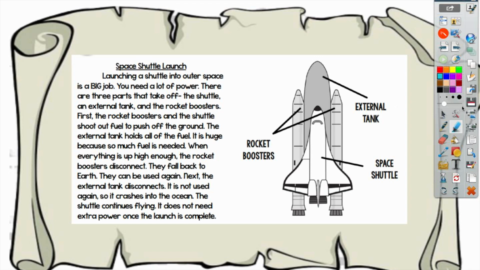Okay, that was a great passage about space shuttle launching. Now, connected to our passage, we have a diagram illustration. The diagram is showing us lots of different things. First, it's showing us what the space shuttle looks like. In addition to this, it also shows us where the external tank is located, where the rocket boosters are located, and where the space shuttle is located. Through this diagram, it helps us better visualize what the space shuttle looks like.